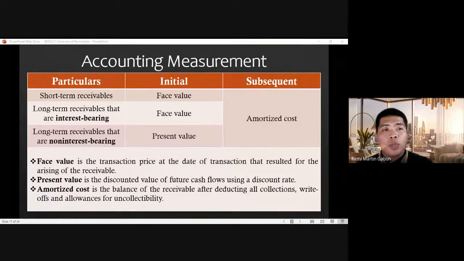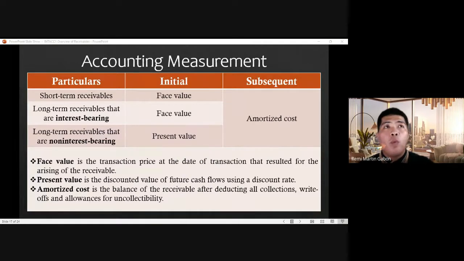Then, whether it is short-term, long-term interest-bearing, or long-term non-interest-bearing, PFRS 9 provides that subsequently, as a financial asset at amortized cost, receivables will be measured at amortized cost. What does amortized cost mean? The initial measurement of the receivable, less collections, less write-offs, and less allowances for uncollectibility. That is the general application of amortized cost for receivables.